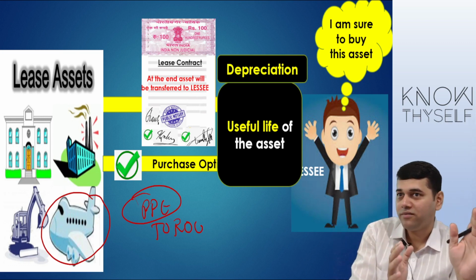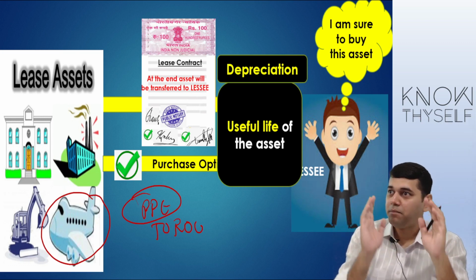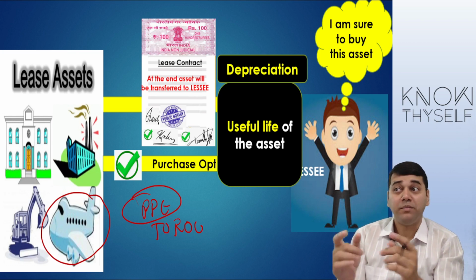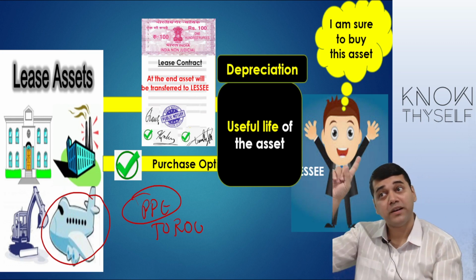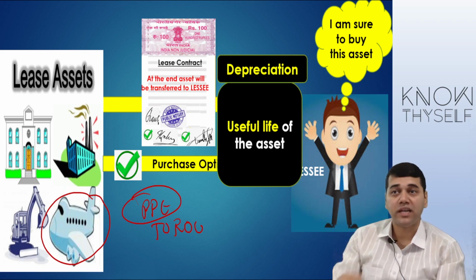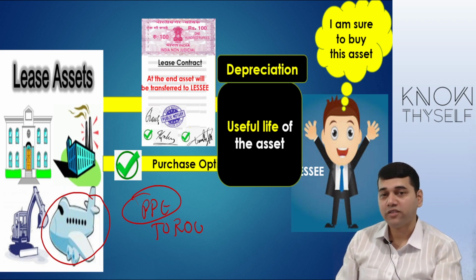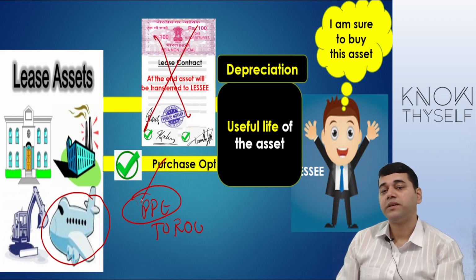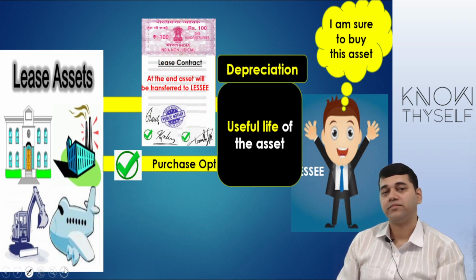Are you getting a flow? Perfect. My accounting is perfect now. That means I have depreciated this asset from day one based on this useful life, because I knew that I am going to buy that. What if this clause is not there? What if purchase option is not there? What should be my depreciation? Tell me.